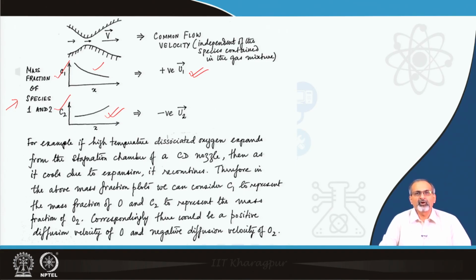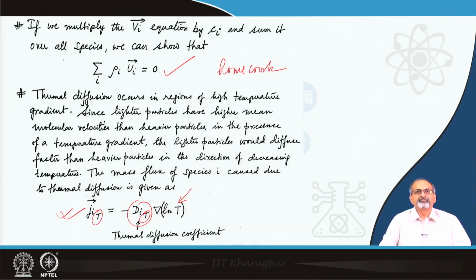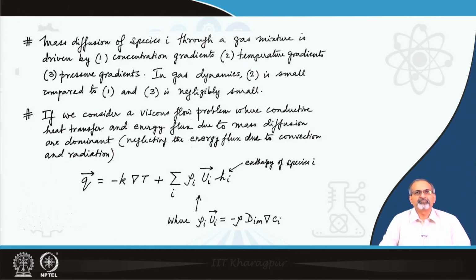And based on how the mass fraction varies along the length of the device, you would see the diffusion velocities of different species varying. And finally, we talked about a result which you may try to work out later, that sigma rho_i u_i, where u_i are the diffusion velocities of each one of the species, is equal to 0. We discussed thermal diffusion as well.